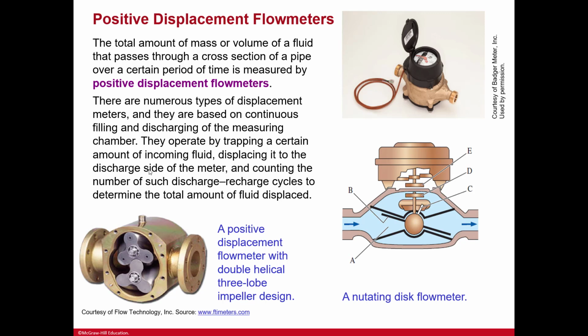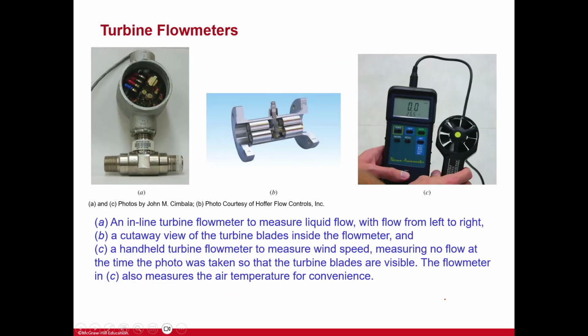So here we have a double, so two of these, the helical 3-lobe, each one of these is a lobe, impeller design. It's a positive displacement flow meter. Here we have the disc flow meter. And then we have turbine flow meters as well.